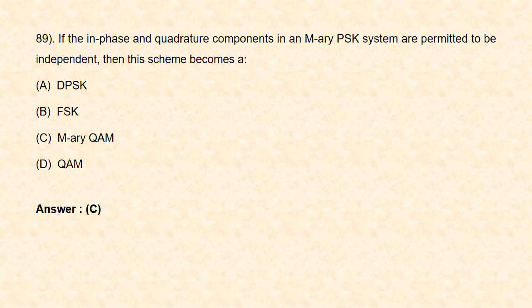Next question. If the in-phase and quadrature components in an M-ary PSK system are permitted to be independent, then this scheme becomes: option A DPSK, option B FSK, option C M-ary QAM, option D QAM. So here the correct option is M-ary QAM, that is M-ary quadrature amplitude modulation is the scheme when the in-phase and quadrature components in M-ary PSK, that is phase shift keying system, are permitted to be independent.